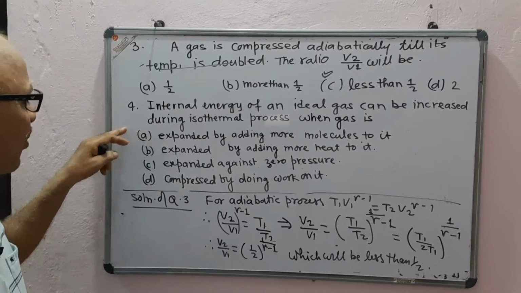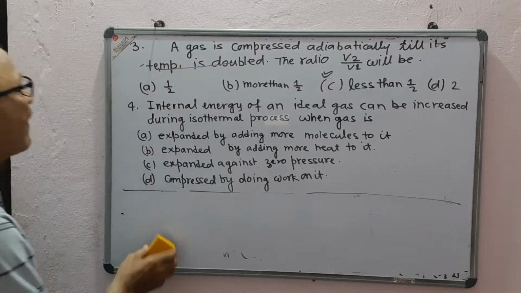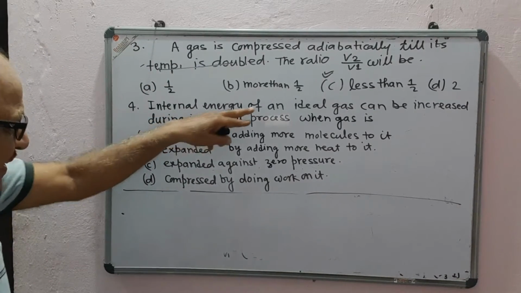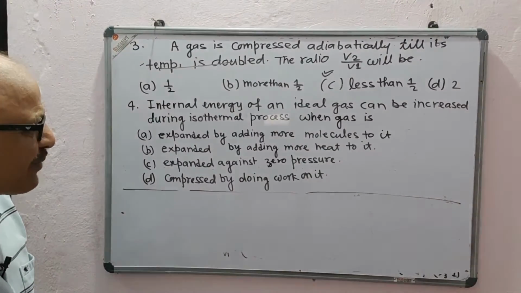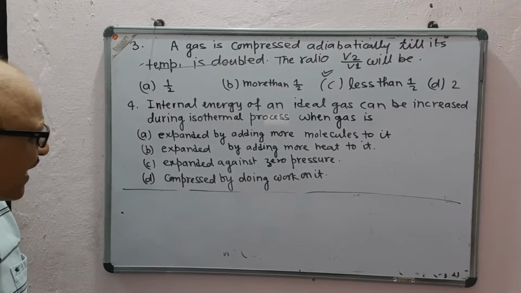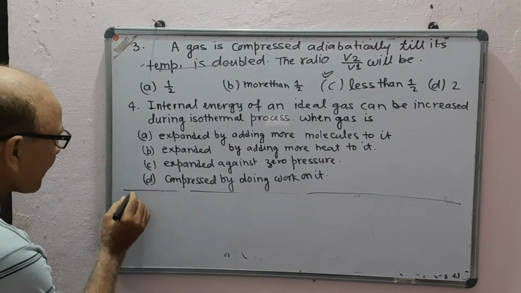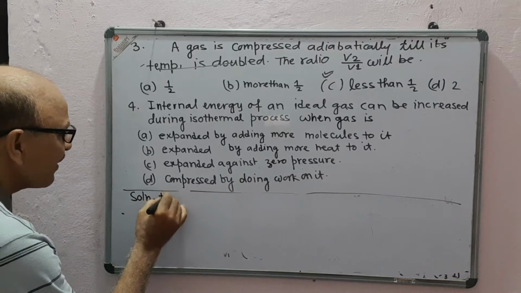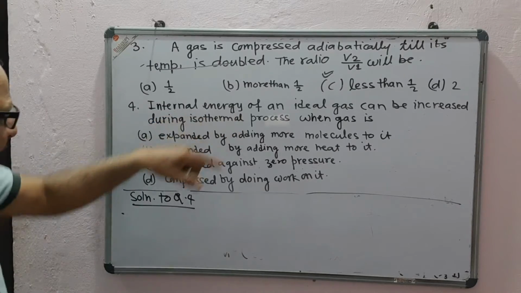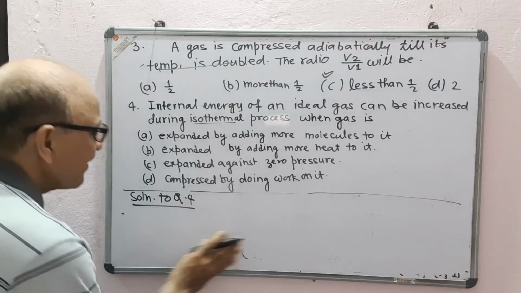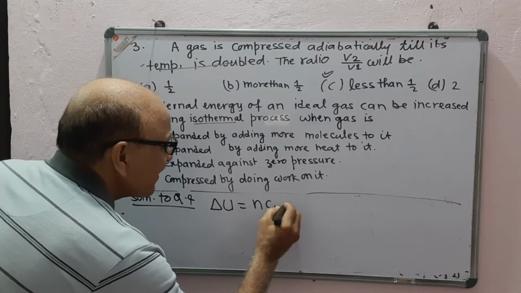Next, question number 4. In question number 4, internal energy of an ideal gas can be increased during an isothermal process when the gas is, you have to choose the correct option. So solution to question 4. Internal energy of an ideal gas, here the process is isothermal, so delta U is equal to n Cv dT.